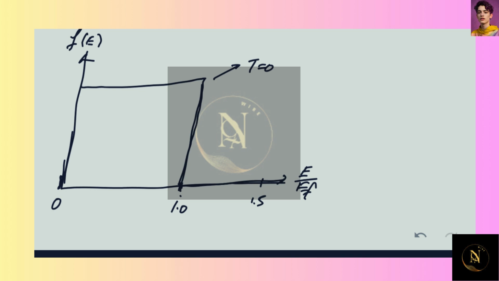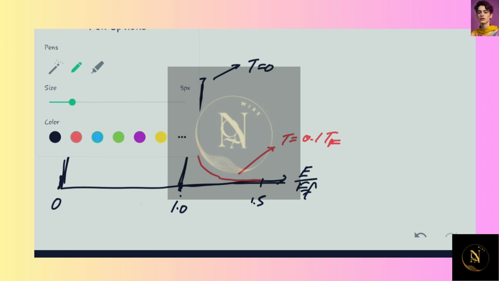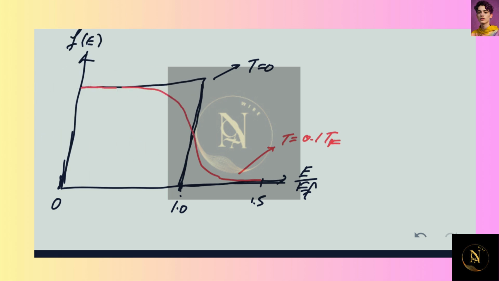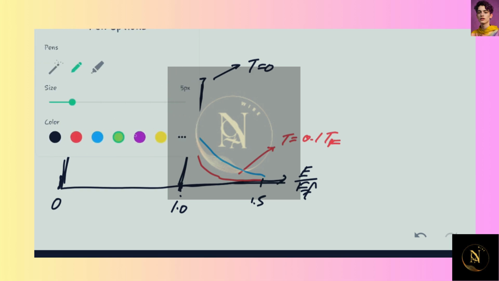For the second function, when t equals 0.1 TF, you should get something like this. For 0.2 TF, and finally for 0.5 TF.